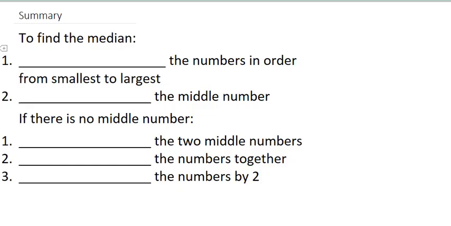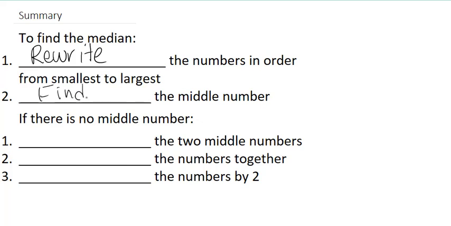So to find the median, the first thing we do is rewrite the numbers in order from smallest to largest. Two, we find the middle number. If there is no middle number, we find the 2 middle numbers. We're going to add the numbers together, and then we're going to divide the sum by 2.